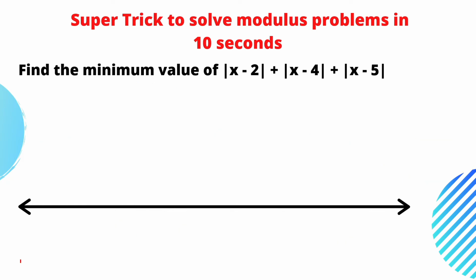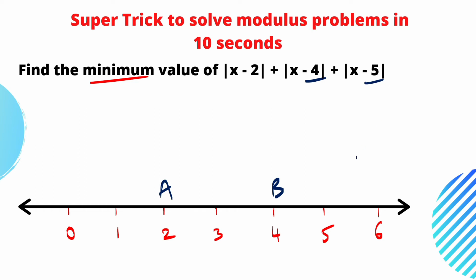Okay, let us solve this. Here we are asked to find the minimum value. What is the minimum value of modulus of x minus 2, modulus of x minus 4 and modulus of x minus 5? So where is A? A is at 2. Where is B? B is at 4. Let us introduce one more person who is C. C is at 5.